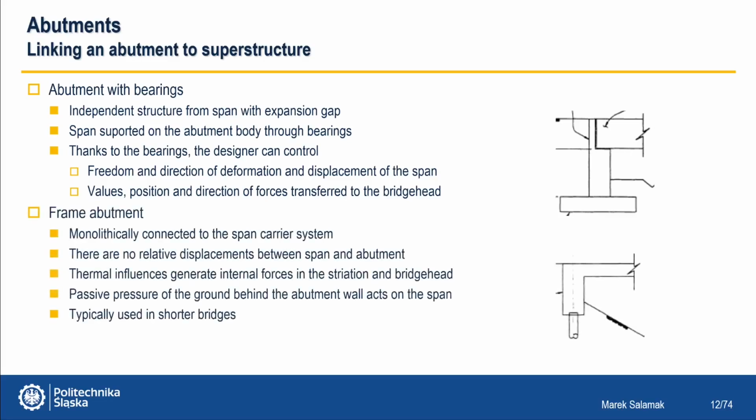The frame abutment, on the other hand, has a body monolithically connected to the span's load-bearing structure. There are no relative displacements between the span and the abutments. However, thermal interactions generate internal forces in the span and abutment. The influence of passive earth pressure behind the abutment wall is also revealed, which also affects the span and not only the abutment. This solution is usually used in shorter and single span bridges.